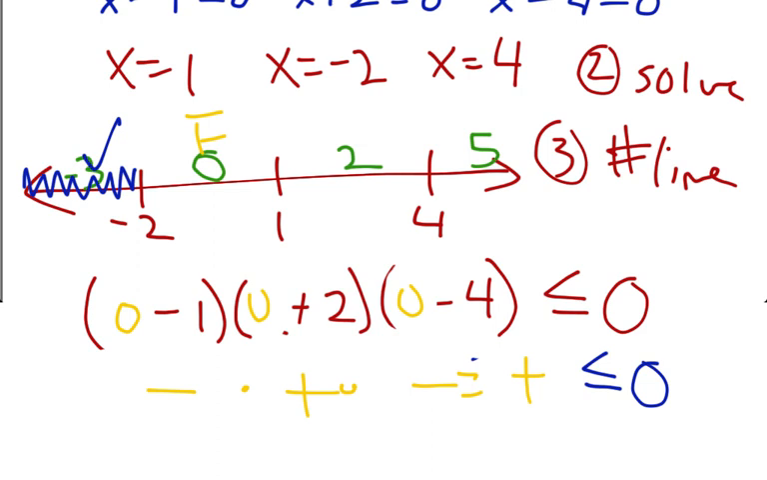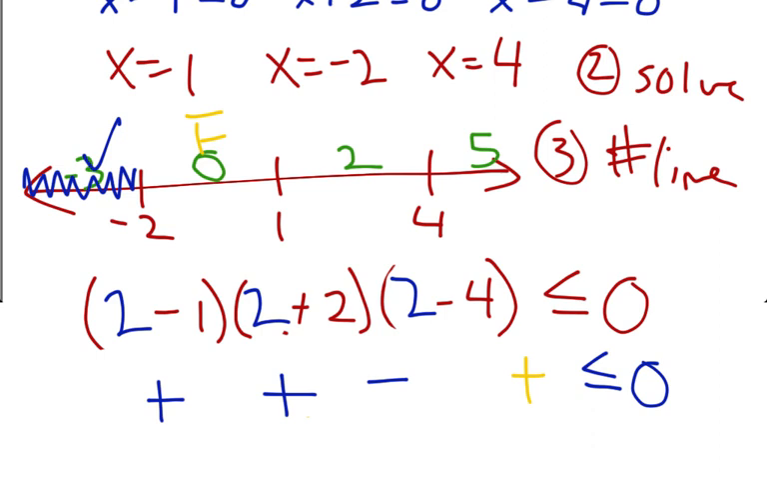Okay, so now I keep going, and I want to try my next point, my 2. Now again, you could pick any point. You could pick 3, or 2.5 if you wanted to. But I like to keep it as easy as possible. 2 minus 1, 2 plus 2, and 2 minus 4. If I plug this in, I should get a positive, a positive, and a negative. When I multiply that out, that equals a negative, which means it is less than or equal to 0. So this area checks out, it's true, so I can shade it to say that it's part of my answer.